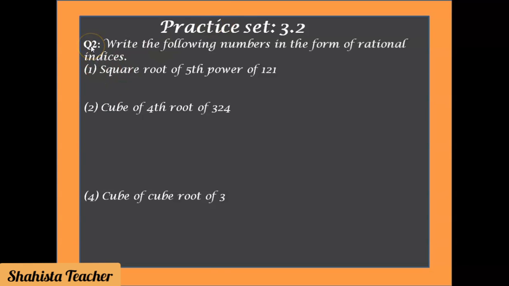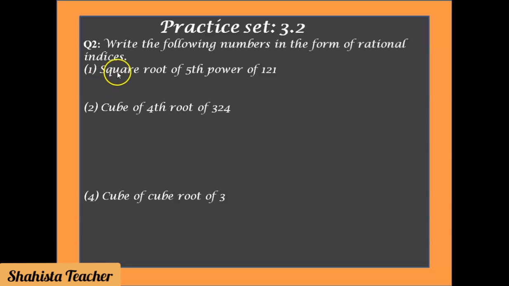Here, question number 2 says that write the following number in the form of rational indices. So here, rational indices means P upon Q where Q is not equal to 0. So denominator cannot be equal to 0 means it is rational. So here we have to present these sums in a rational indices form.